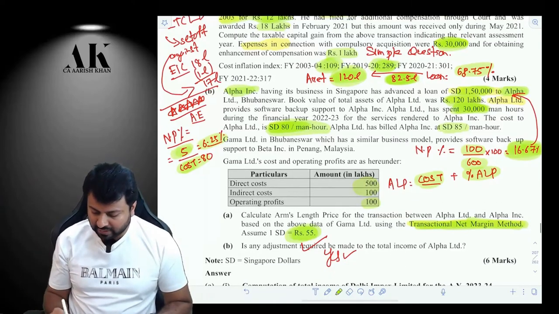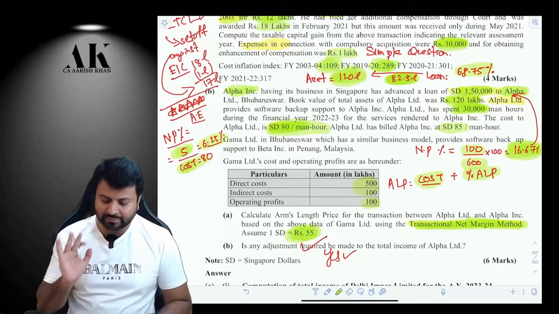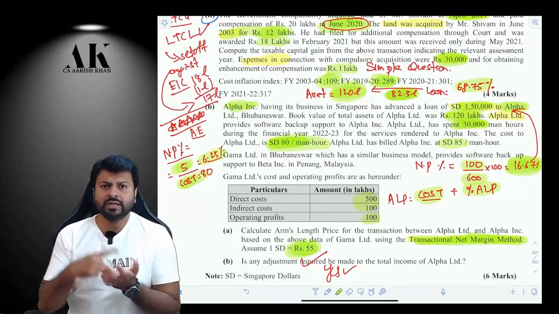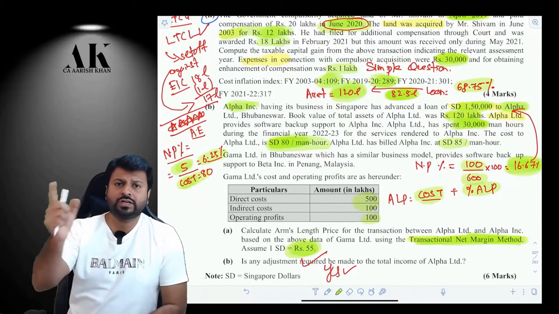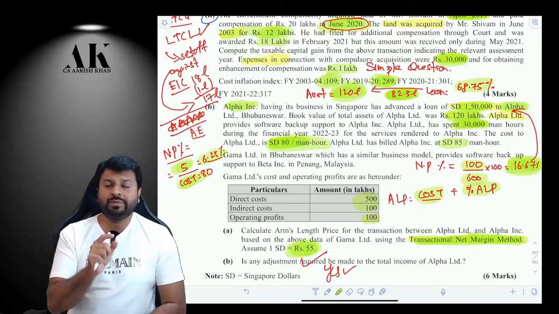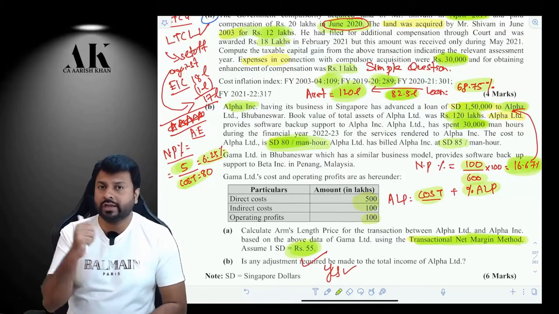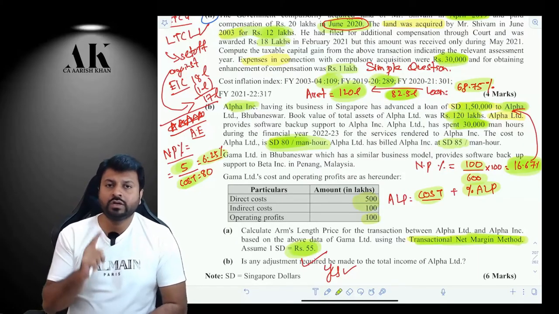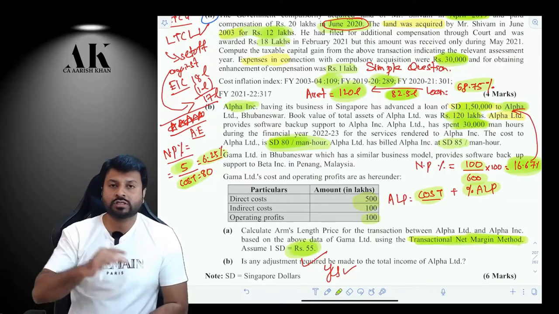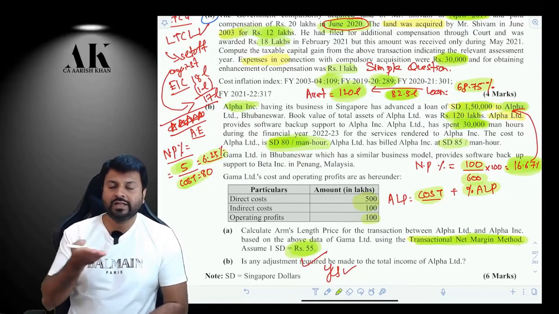Now, we are supposed to find out the arm's length price as per the transactional net margin method. Now, what happens in transactional net margin method? First of all, step one. We are supposed to find out the net margin with the associate enterprise. While taking the net margin, numerator will be net profit, but the denominator will be either sales or cost. Now, what to take? What to take as a denominator? That I've told you. If you are doing export, it means if you are selling to someone, then take the denominator as cost. Or if you are purchasing from someone, then you take the denominator as sale.